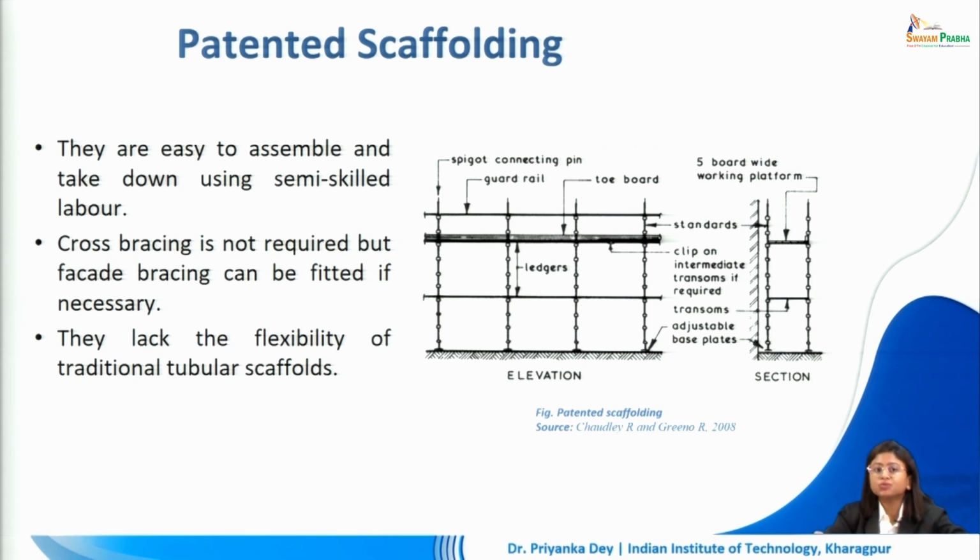Cross bracing is not required, but facade bracing may be fitted if it is necessary. Now because this type of scaffolding is very strong, we do not need to incorporate cross bracing for additional support. We may provide some form of facade bracing to necessarily keep these standards in position. They lack the flexibility, however, of the traditional tubular scaffolds, that is the steel scaffolding we were talking about. Some amount of flexibility will be compromised.